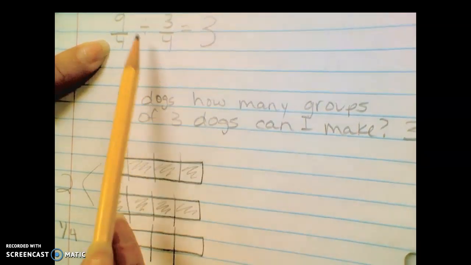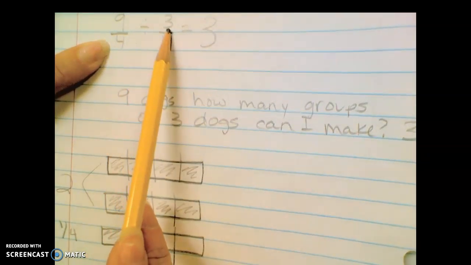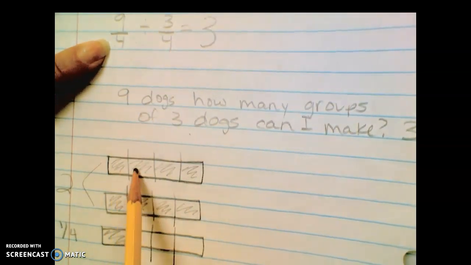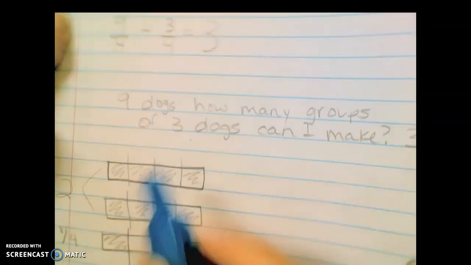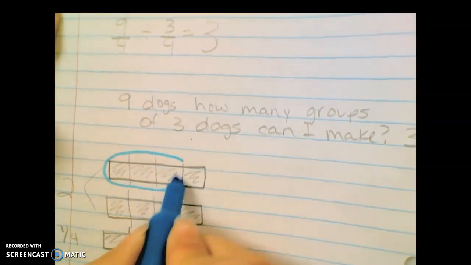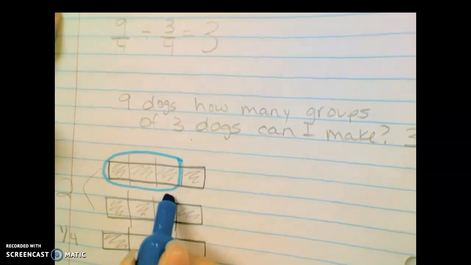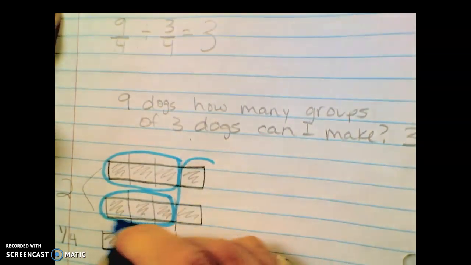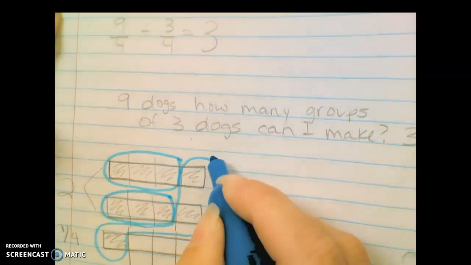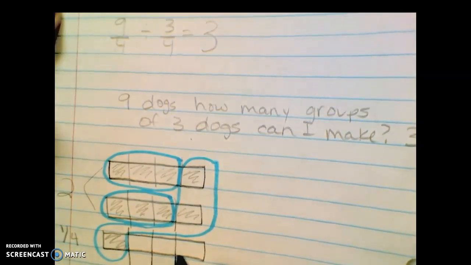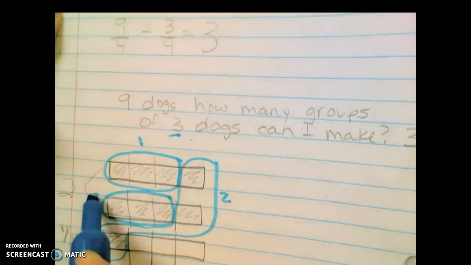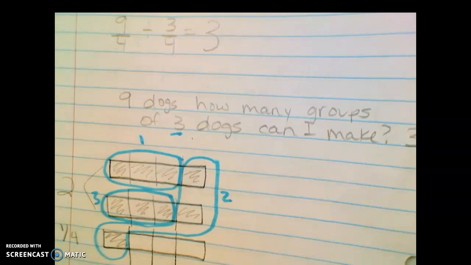Now my job is to divide them into groups of 3/4. Divide them into groups of 3 dogs. So 1, 2, 3, that's one group of 3/4. 1, 2, 3, that's a group of 3/4. And then I can kind of squirrel this one around. Here's another group of 3/4. So again, my answer is 3. 1, 2, 3. I have 3 groups of 3/4 in 9/4.